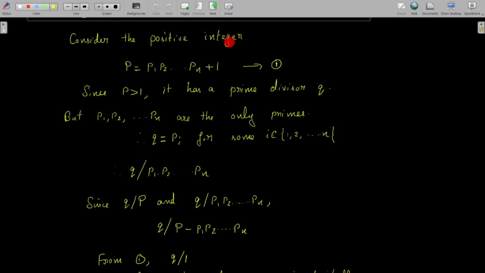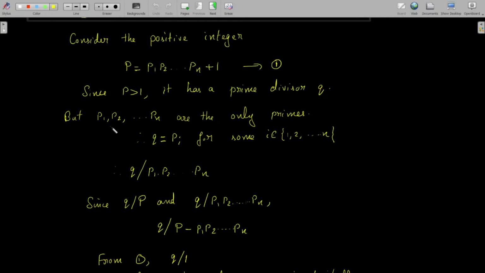Now consider the positive integer capital P equal to P1 times P2 times etc. times Pn plus 1. That is, we take the product of all the primes, then add 1 to that product. Clearly, P is greater than 1 because it is some product plus 1. Any integer greater than 1 must have a prime divisor. So let Q be the prime divisor of P, that is, Q divides P and Q is a prime number.